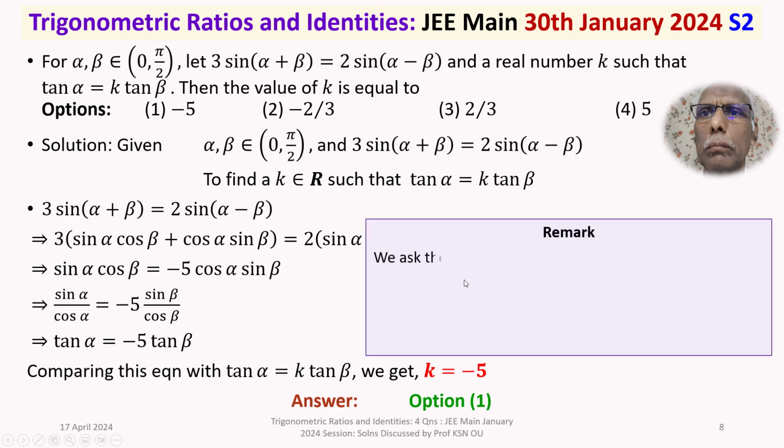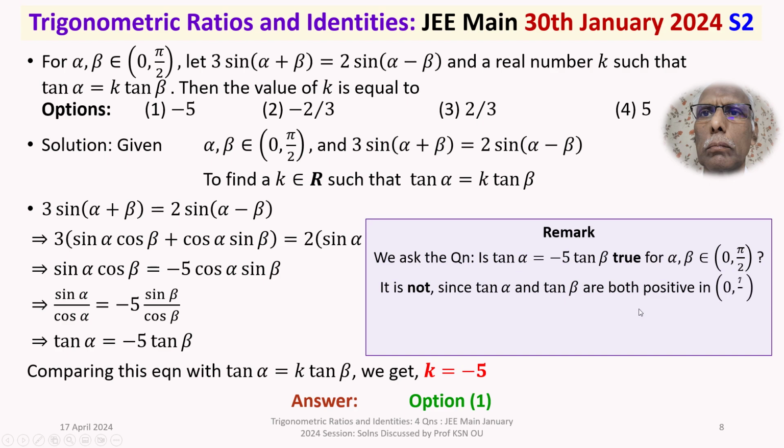Now our question is, is tan alpha equal to minus 5 times tan beta true for all alpha, beta belongs to 0 to pi by 2? No, it is not. Why? Alpha belongs to the open interval 0 to pi by 2, so tan alpha is positive and also tan beta is positive. So a positive is equal to minus 5 times positive. That means a positive is equal to a negative, which is not true. So it is not true since tan alpha and tan beta are both positive in 0 to pi by 2.